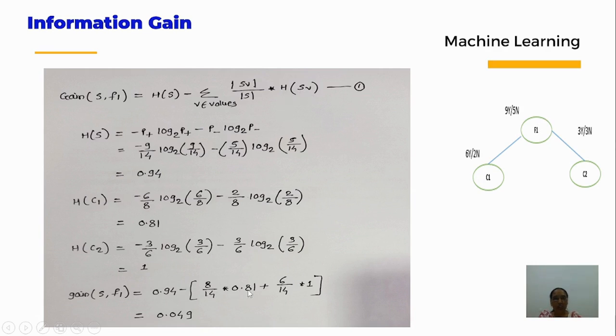So here H of SV is nothing but the entropy of this child node, that is C1. So it is 0.81, plus again the remaining samples after splitting F1 for C2, these are 6 by 14 into entropy of C2, which is equal to 1. So after calculating this, we are getting the gain of F1 is equal to 0.049. So this is the information gain of F1 as a parent node.